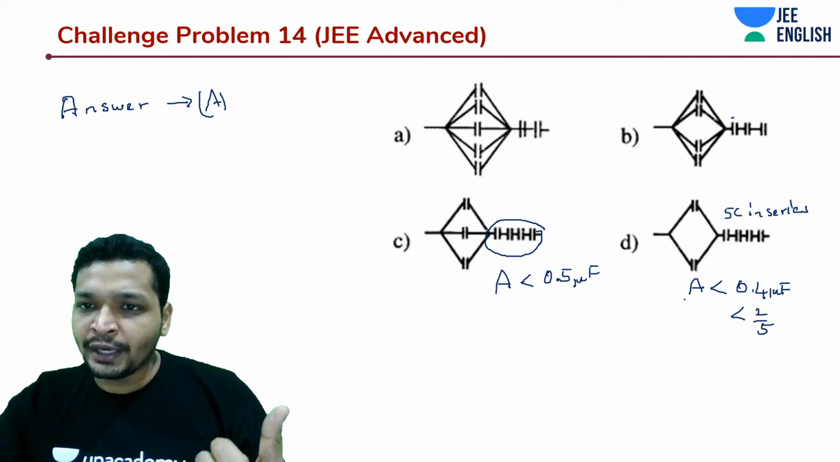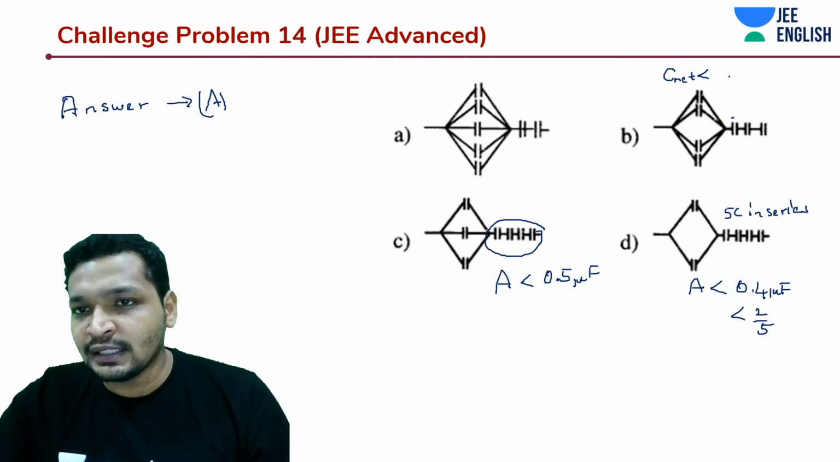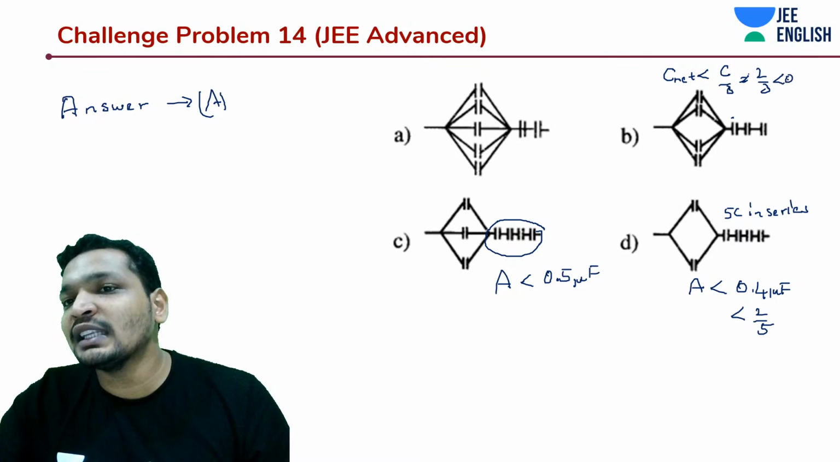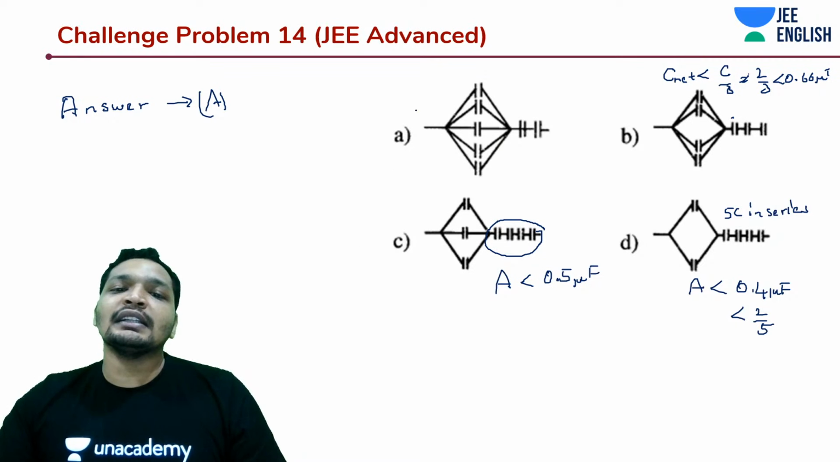Okay, I hope you're getting this point. Your C net in this case should be less than C by 3, which is equal to 2 by 3. How much is that? It's less than 0.66 microfarad. Nothing can be the answer other than A, guys.